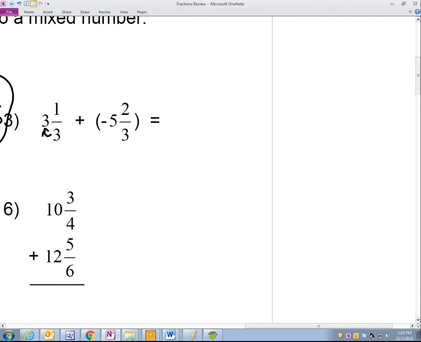3 times 3 plus 1. So we have 10 thirds plus a negative 17 thirds. We already have common denominators, so we can just go from that point. And using my integer rules, I would do 17 minus 10. And what's that answer?